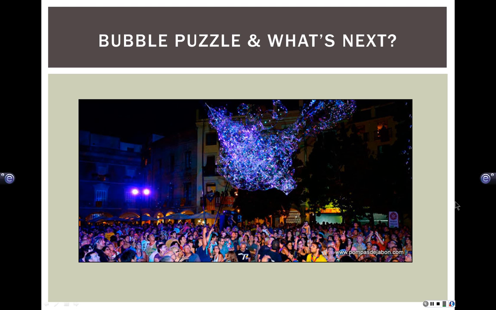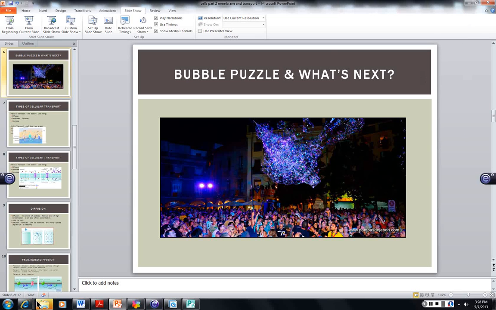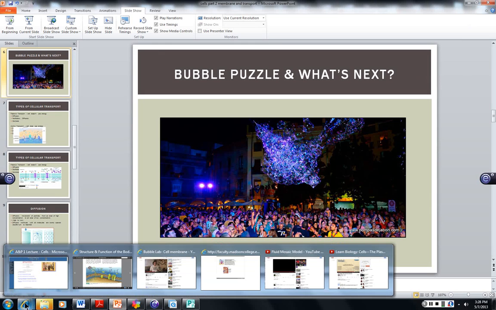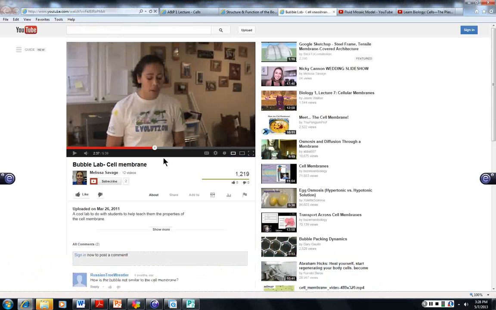So let's take a little look at a little science experiment. And then after we take a look at the bubble experiment, just what's next? The next slideshow, we're going to look at how substances actually cross over the membrane. But let's take a quick look at a little lab. She's mostly using a bubble soap mix with some glycerin, by the way.